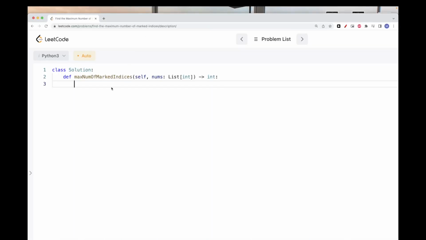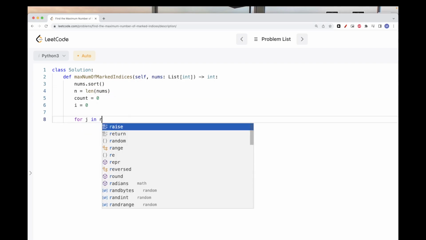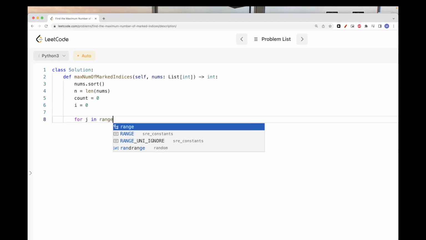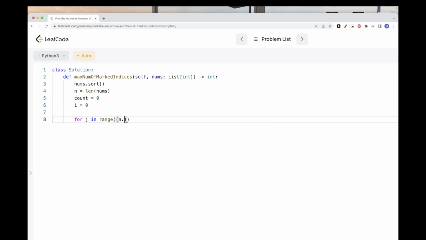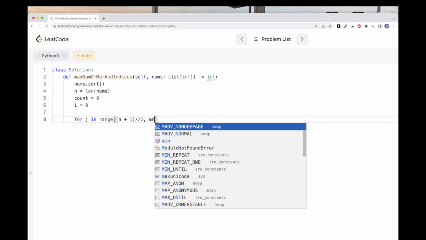Okay, so let's implement the solution we saw in the overview. So first we said we need to sort the array. And we need our count, which is equal to 0. And then we need I, which is going to be equal to 0. And we also just need n. And so now our j, we said j needs to start from n plus 1 divided by 2. Because this works for both even and odd length, right? And we go all the way to n.